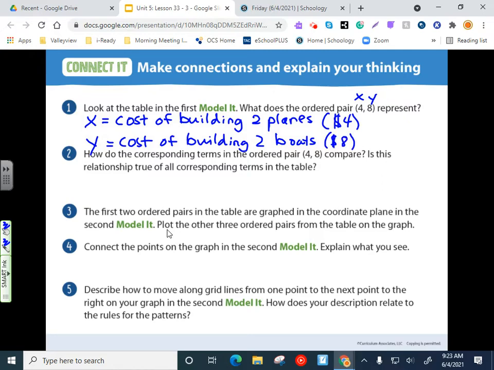How do the corresponding terms in the ordered pair 4, 8 compare? If you look at it, it's pretty simple that we know that the cost of boats is twice the cost of planes.